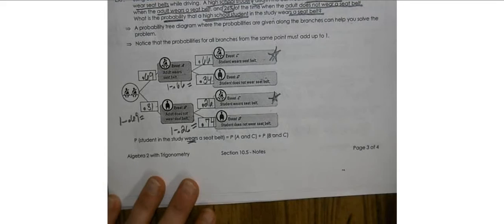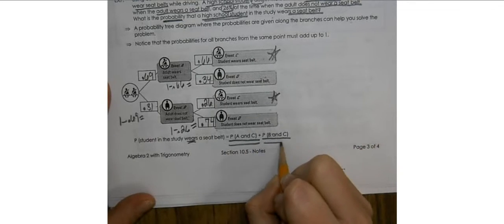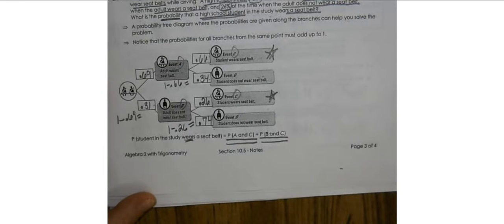Once again, we're trying to figure out what is the probability that a student in the study wears a seatbelt. Well, they wear a seatbelt at 2 locations: when an adult wears a seatbelt and a student wears a seatbelt, and when an adult does not wear a seatbelt and the student wears a seatbelt. So what I have broken down for you is the probability of A and C plus the probability of B and C. I'm getting the letters from the events that are identified.